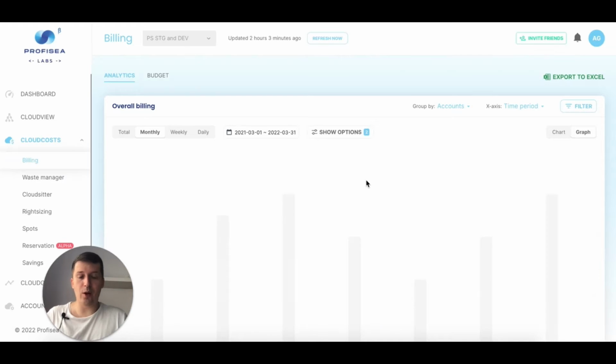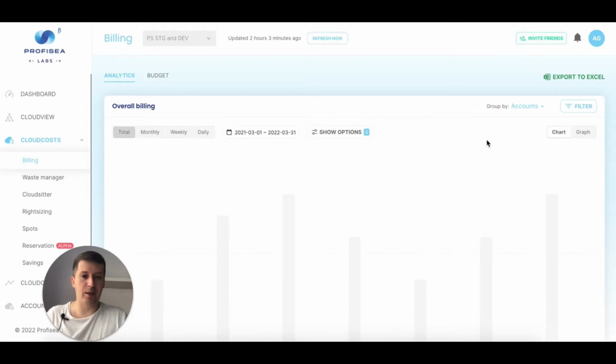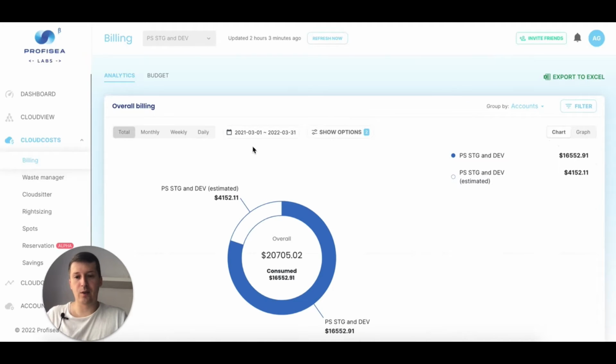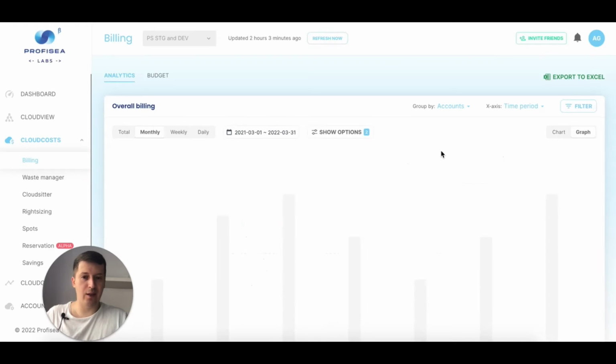Billing is more in-depth information about your cloud costs. Here you can do filtering. You can display it as a chart. You can take a look at some specific period of time, like monthly, for example.